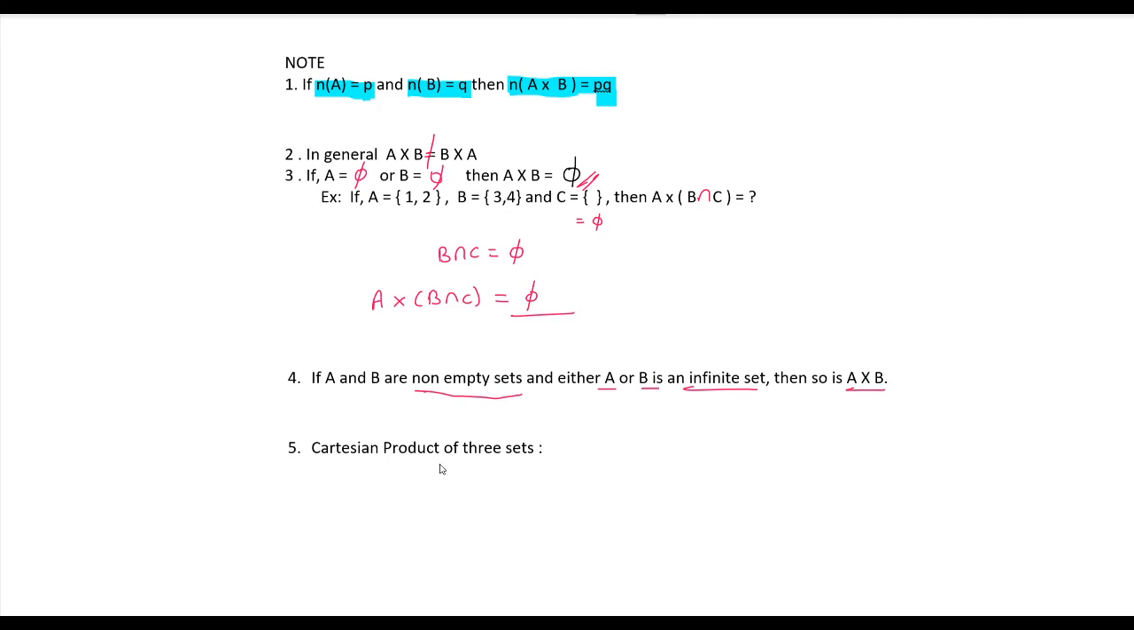Now, Cartesian product of three sets. Let's assume we have three sets and we have to write the Cartesian product of these three. Then how will the elements look? It is an ordered triplet. It is not an ordered pair. We have three elements here, so this is called an ordered triplet. The elements will be in the form of an ordered triplet where the first element belongs to the first set A, the second element belongs to the second set and the third element belongs to the third set. This is how the Cartesian product of three sets looks like.